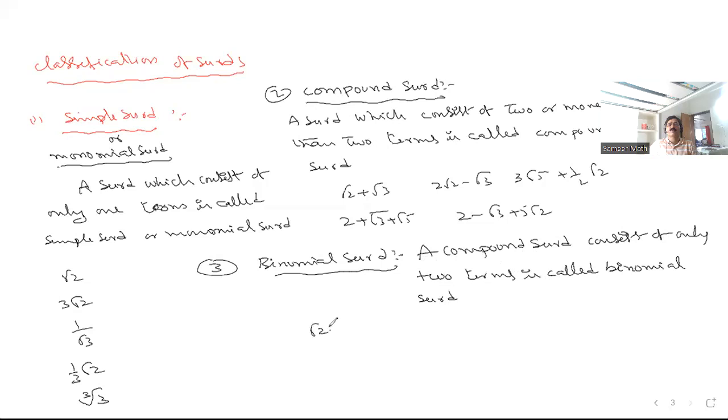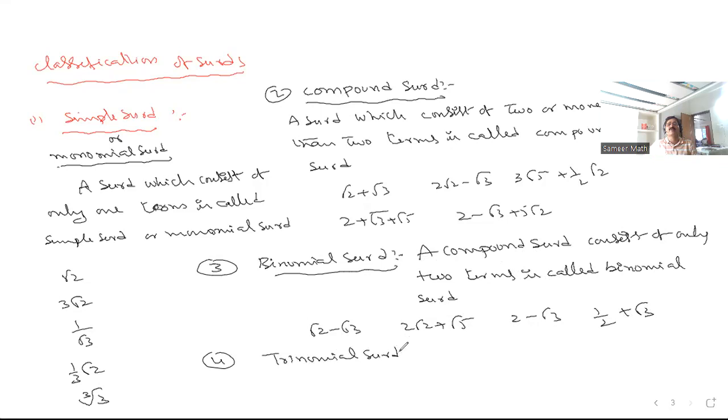Here, better examples: 2 minus root 3, 2 root 2 plus root 5, or 2 minus root 3. One can be rational and the other irrational. You can also write 1 by root 3. These all must be surds and should contain only two terms. Then only you can say that it is a binomial surd.